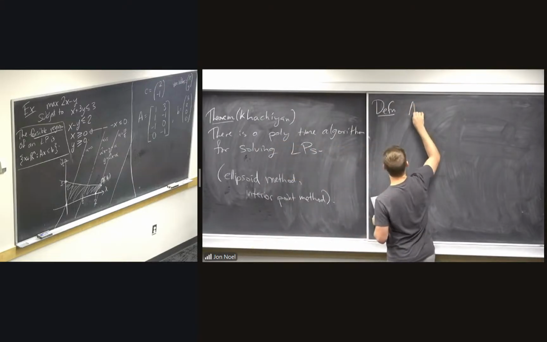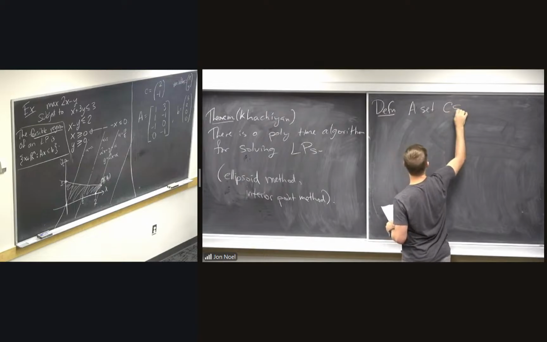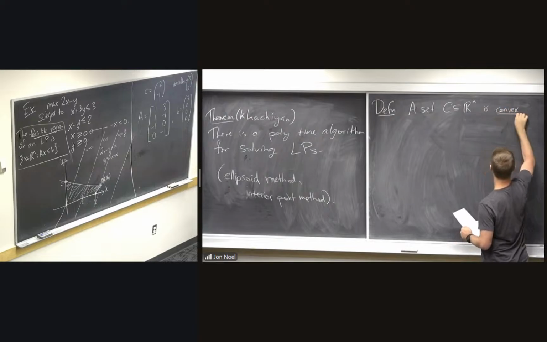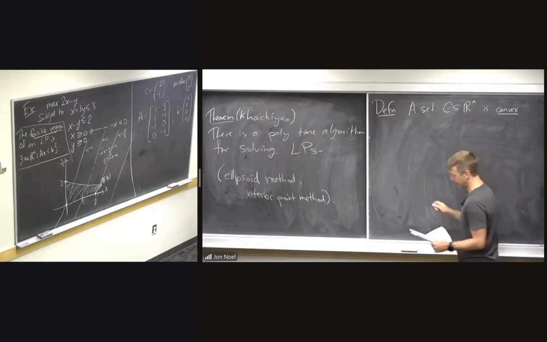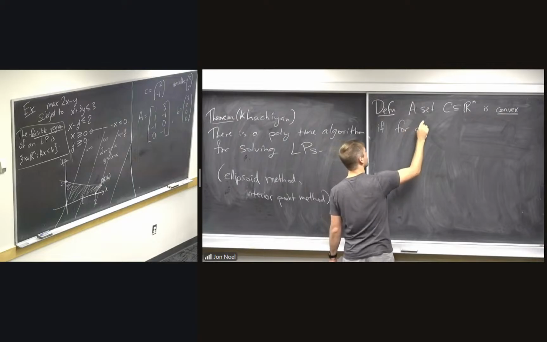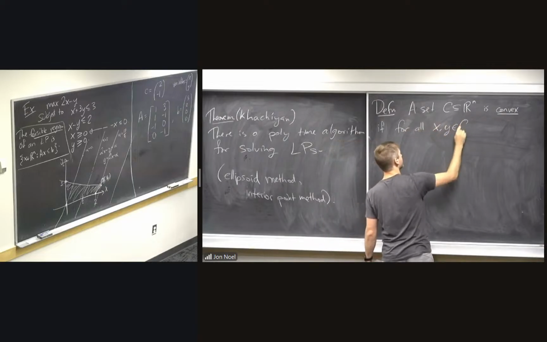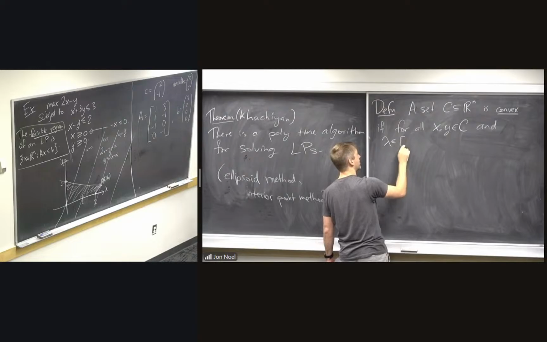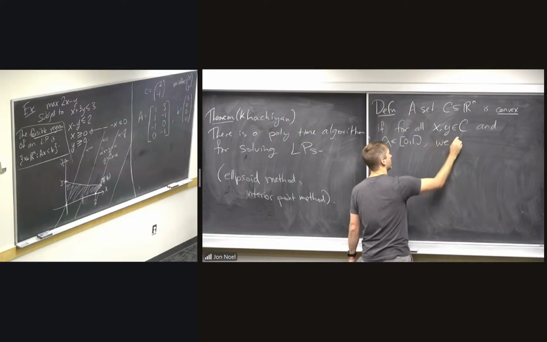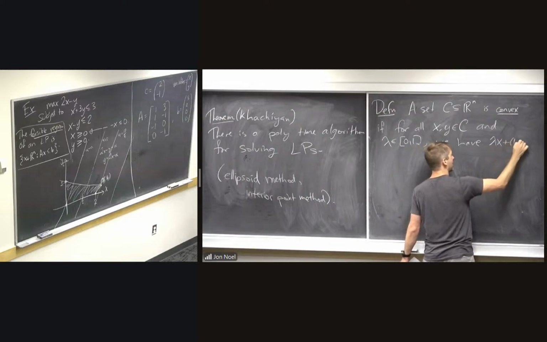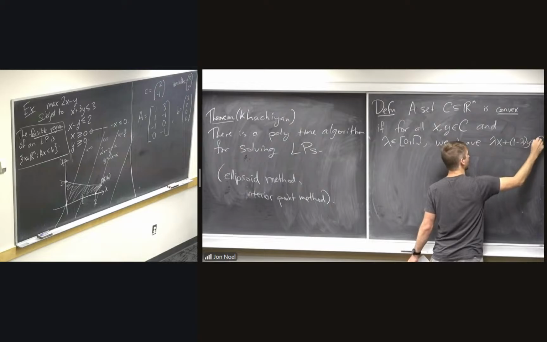So a set C in R^n is convex if for all x and y in C and lambda between 0 and 1, we have that the point lambda x plus 1 minus lambda y is also in C.